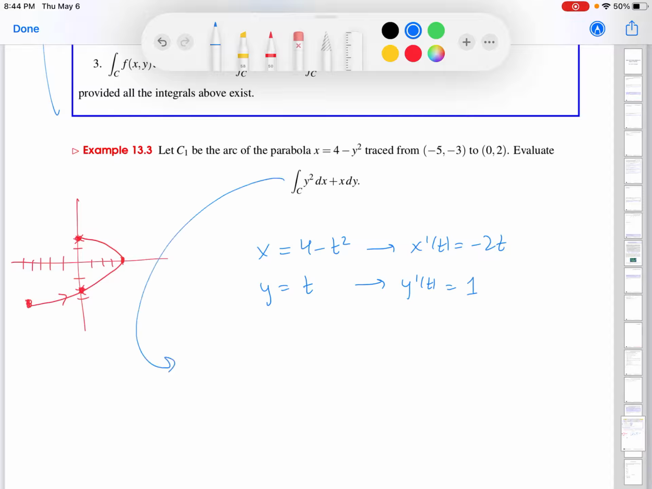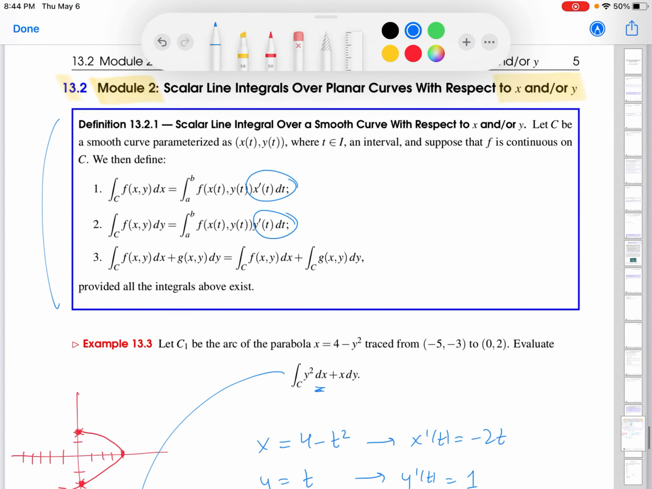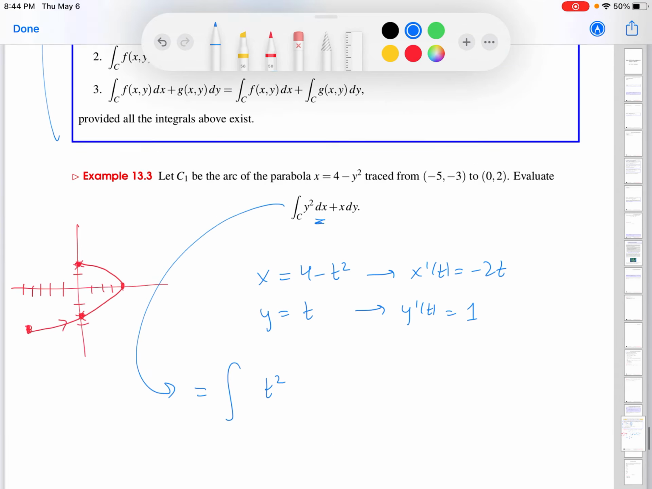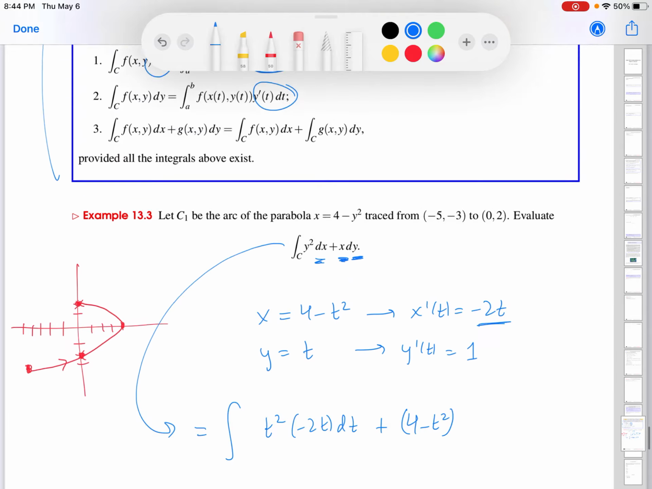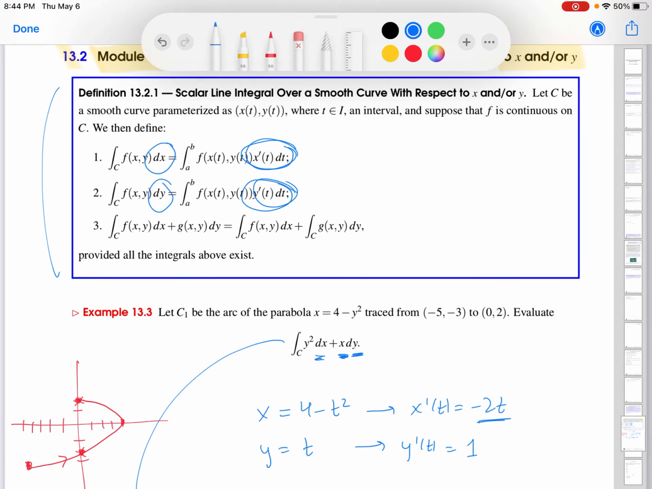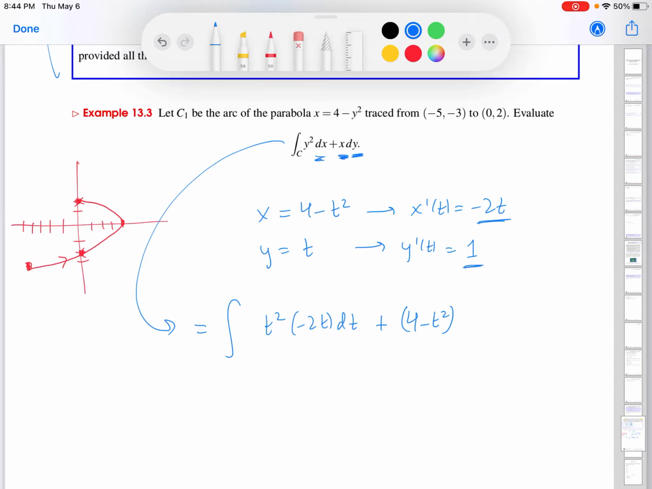So then I'm going to go here, and this is going to be the integral of y squared, which is t squared, times dx, which is what's being converted to x prime of t dt. So that's minus 2t dt. And then plus x, which is 4 minus t squared, times dy. dy is what's getting converted to y prime of t dt. Y prime is 1, and then dt. And then I've got to figure out what t ranges from.